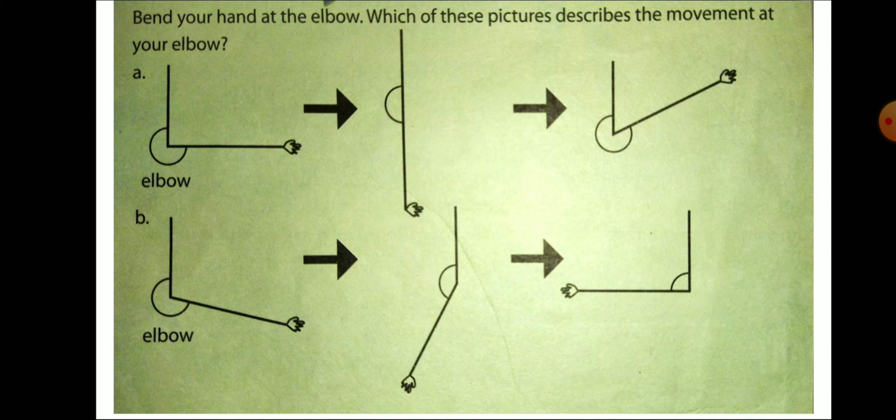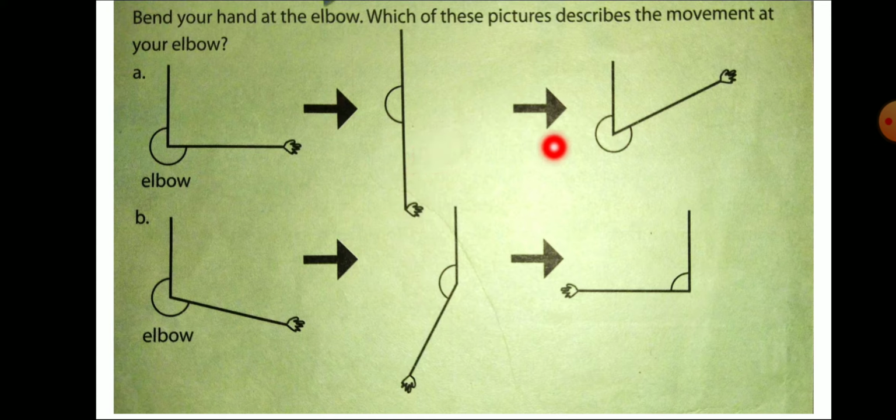Here you see this diagram. Bend your hand at the elbow. Which of these pictures describes the movement at your elbow? See, diagram A is there. This is the portion where you bend your hand at the point of the elbow. When you stretch it, it straightens like this. So the angle is 180 degrees like that.